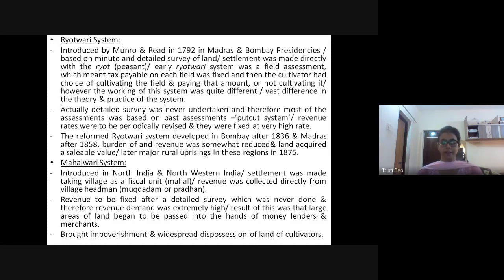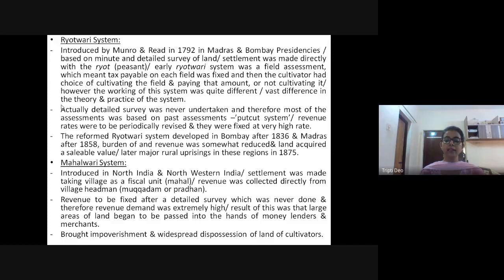The put cut system, which was the last method of assessment. Revenue rates were to be periodically revised and they were fixed at a very high rate. The reformed Rayatwari system developed in Bombay after 1836 and Madras after 1858. Burden of taxes and revenue was somewhat reduced in the new reformed system, Rayatwari system, that was brought about in 1836 and 58. And land acquired a saleable value.